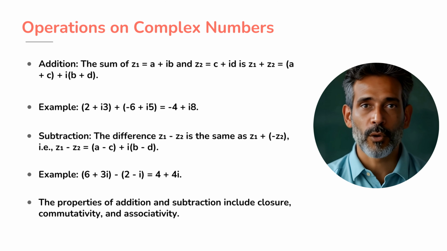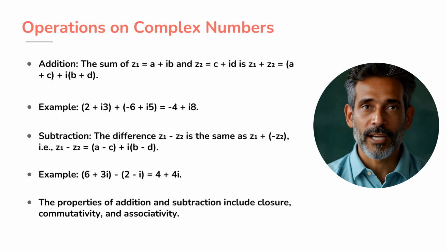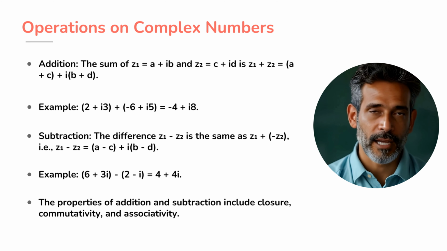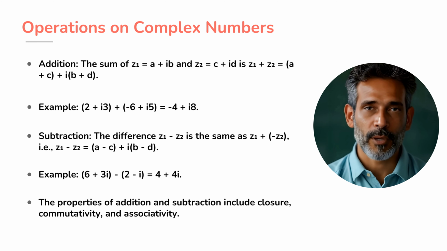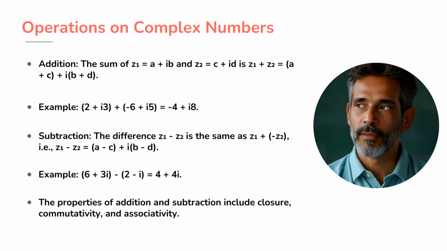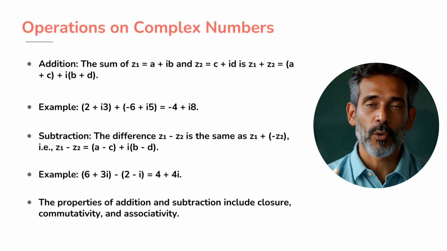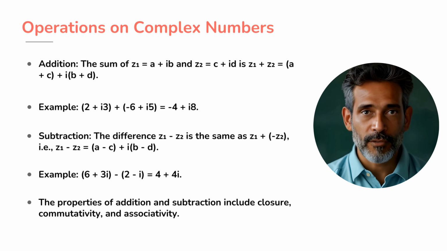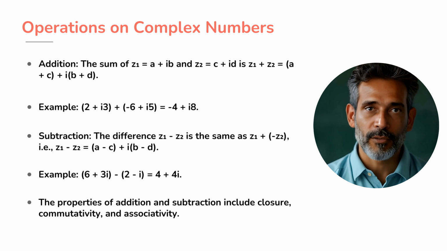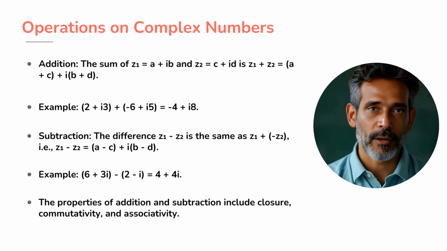If z1 = a + ib and z2 = c + id, then z1 + z2 = (a + c) + i(b + d). For example, (2 + 3i) + (-6 + 5i) = -4 + 8i. Subtraction is similar.